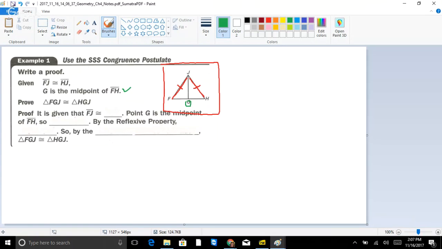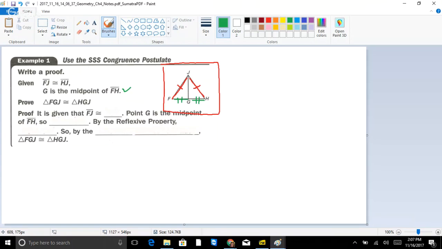All right, well, by the definition of a midpoint, the midpoint is in the middle of two lines. So if you divide something right down the middle, then your two segments that you have left over are going to be equal to each other, or congruent. So we know, based off of just the definition of a midpoint, that these two are congruent. Okay, and we want to prove that triangle FGJ is congruent to triangle HGJ.